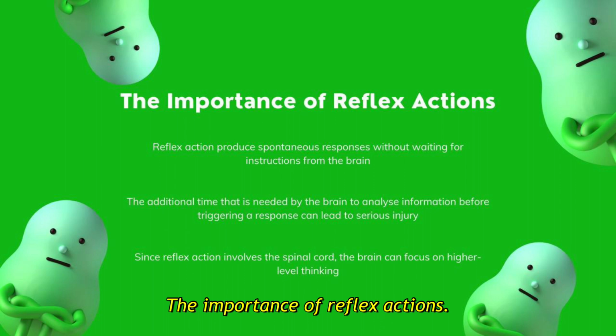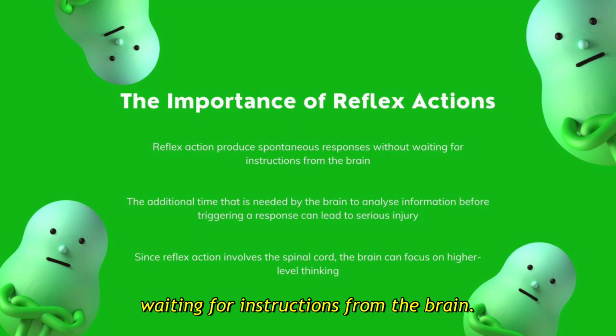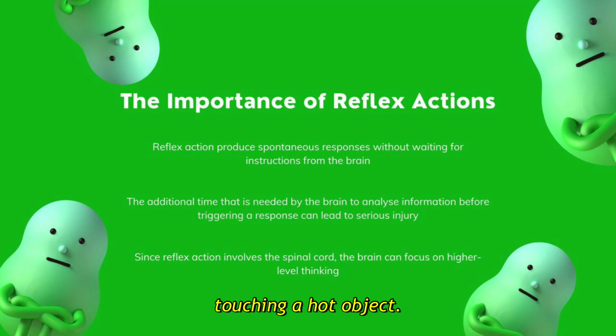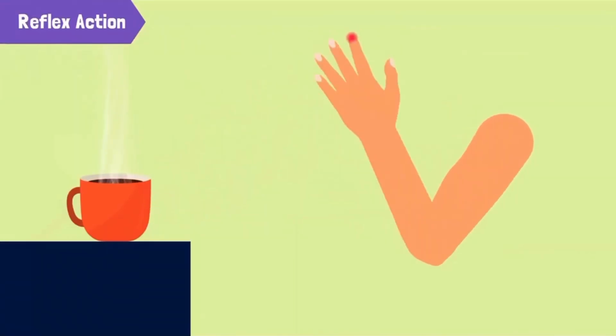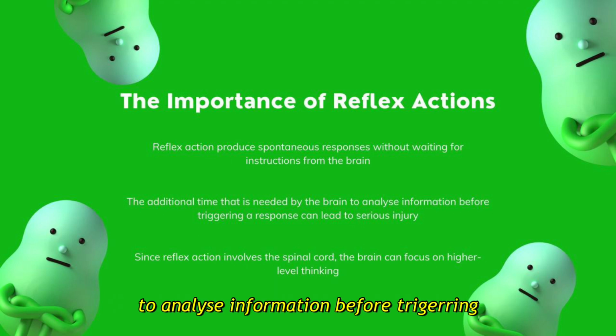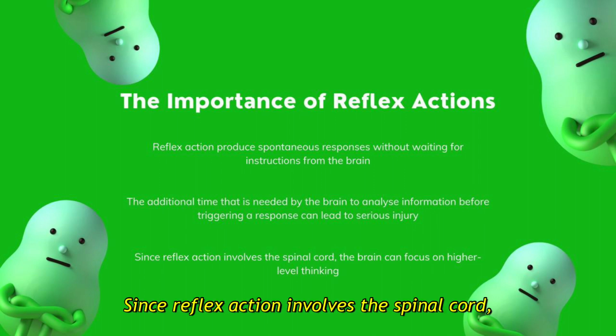The importance of reflex actions. Reflex actions produce spontaneous responses without waiting for instructions from the brain. For example, moving your hand away when touching a hot object. The additional time that is needed by the brain to analyze information before triggering a response can lead to serious injury. Since reflex action involves the spinal cord, the brain can focus on higher-level thinking.